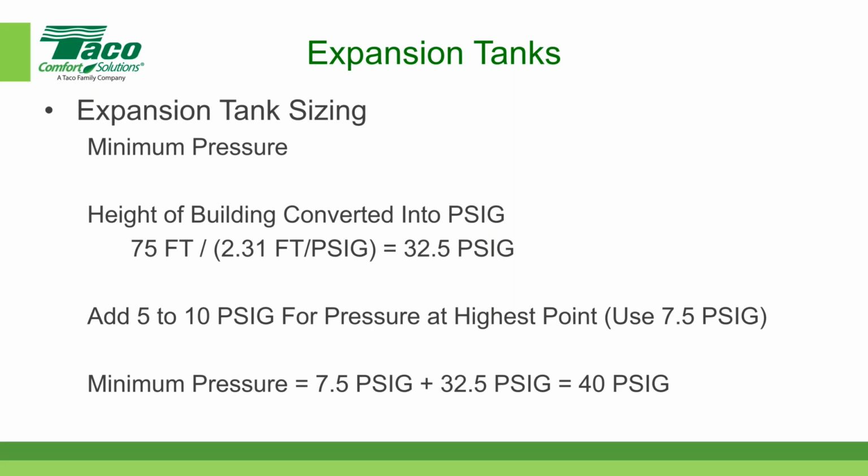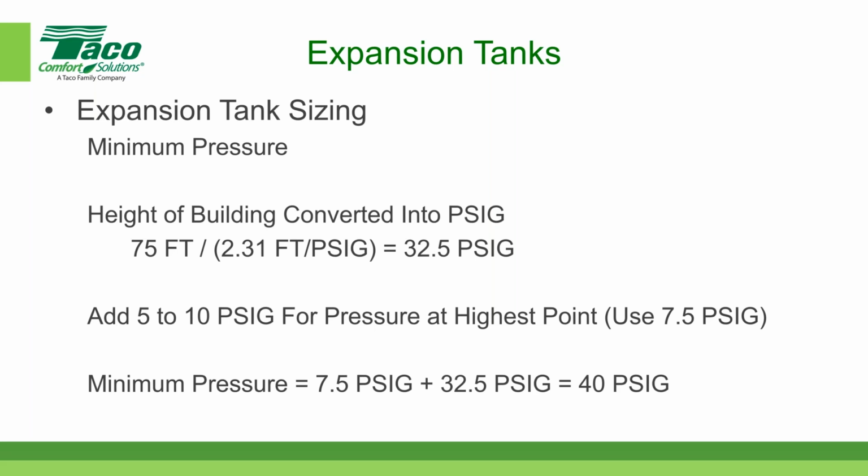So since that's between 5 and 10, that's more than enough pressure to purge the system of air. And in most cases, it will be enough pressure to offset any possible cavitation that could potentially happen for a pump. Okay, so now we know what the minimum pressure is in the building.